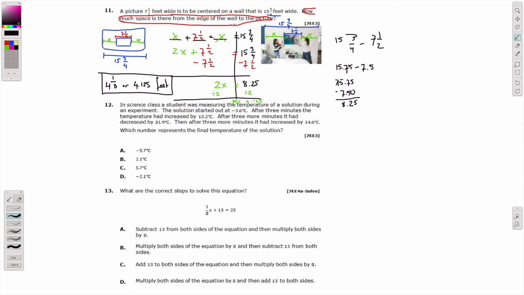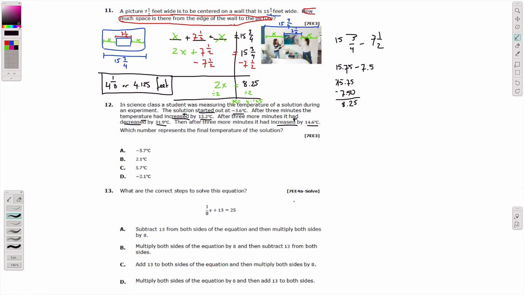Question 12. In a science class, a student was measuring the temperature of a solution during an experiment. The solution started out at negative 3.6 degrees Celsius. After 3 minutes, the temperature had increased, so that's a positive change, by 15.2 degrees Celsius. After 3 more minutes, it had decreased, so that's going to be a negative change by 31.9 degrees Celsius. Then after 3 more minutes, it had increased again by 14.6 degrees Celsius. Again, an increase.